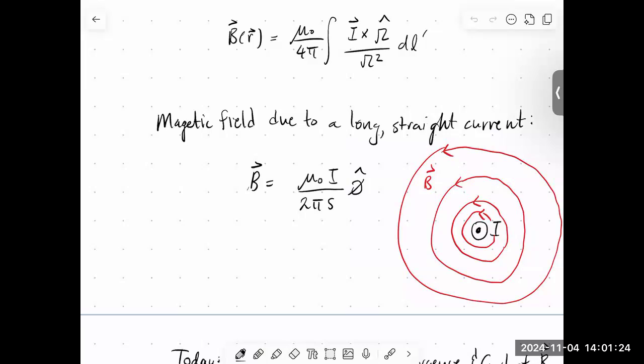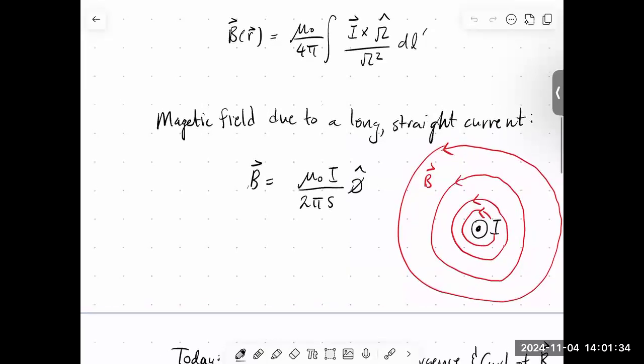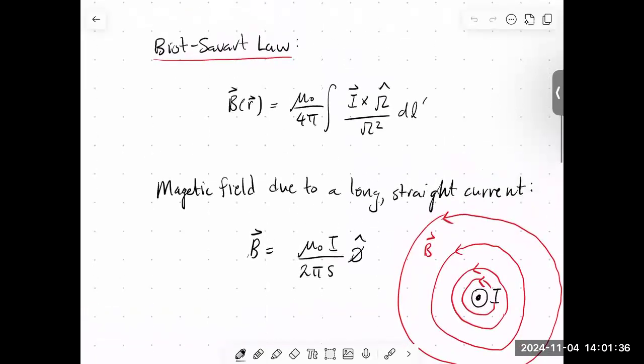So if you remember, when we did that calculation, it was pretty difficult even for basically the simplest possible current distribution that we could imagine. And so one of the things we'll work on today is to see if we can come up with another method for calculating magnetic fields from current distributions. It's going to be Ampere's law, and Ampere's law is like the analog of Gauss's law, which we had for electric fields.